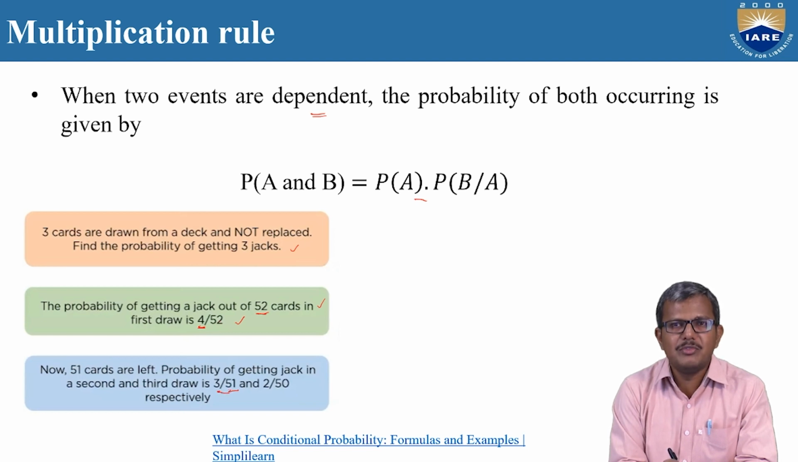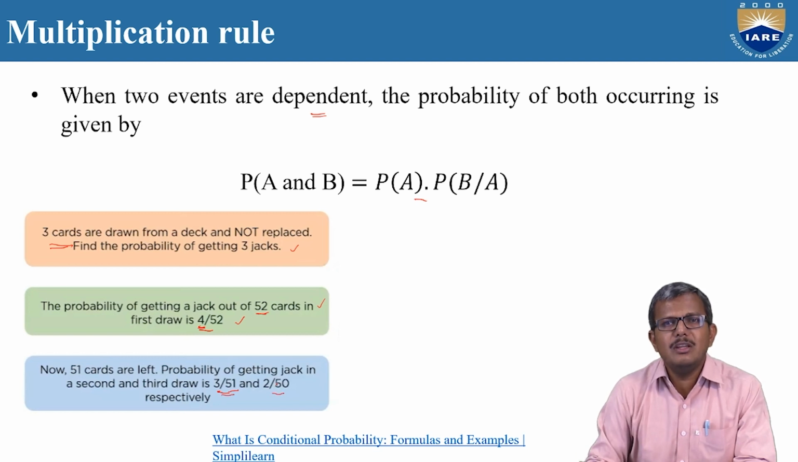First it will be 3 by 51. Then later on in the next case, why? Because 3 cards, we are talking about 3 cards now. So at the initial state it is 4 divided by 52. Then after it is 3 by 51. Later on it will become 2 by 50. It will be like this.